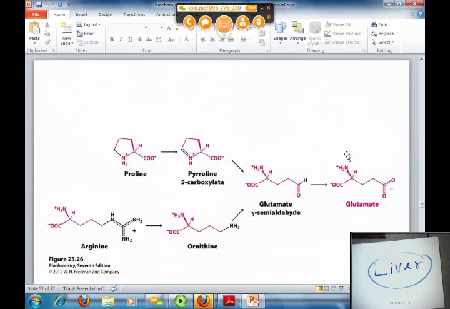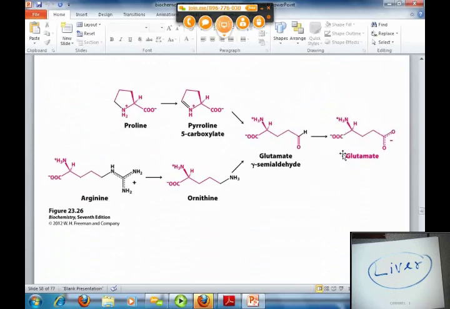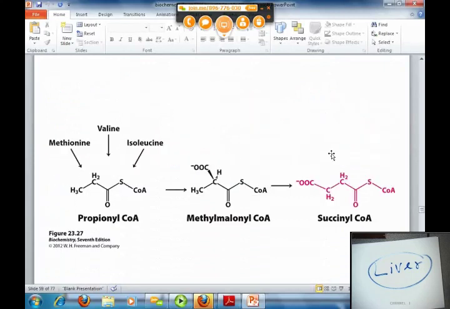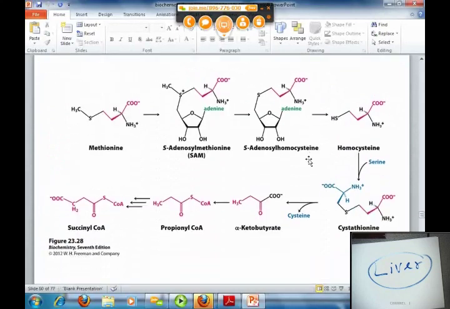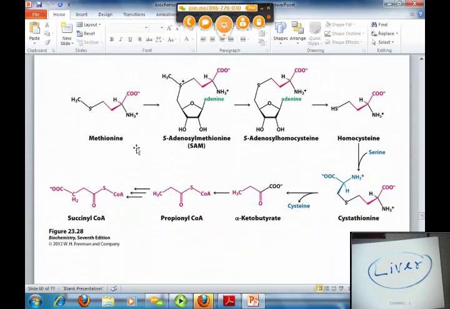Proline and histidine, and then glutamate and proline, arginine, glutamate, all of them. Propionyl CoA, methylmalonyl CoA, succinyl CoA, and methionine. These are sulfur-containing amino acids. How they enter homocysteine, and then getting into succinyl CoA.